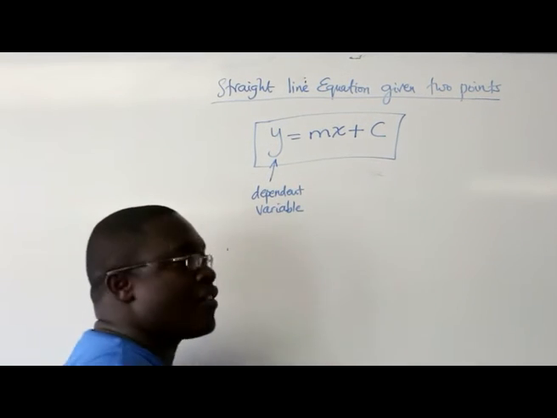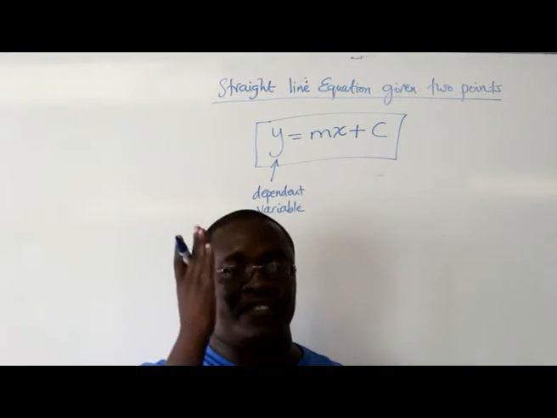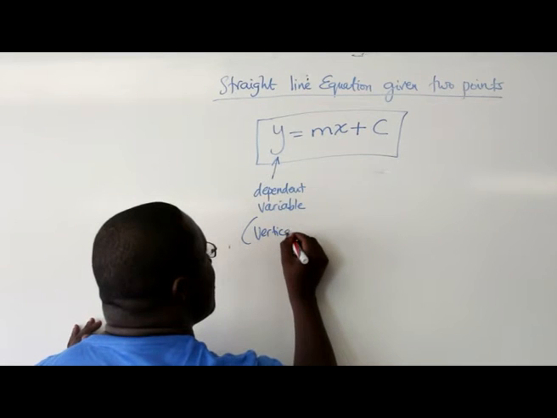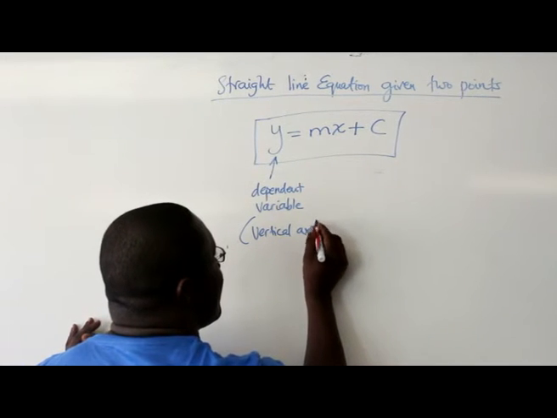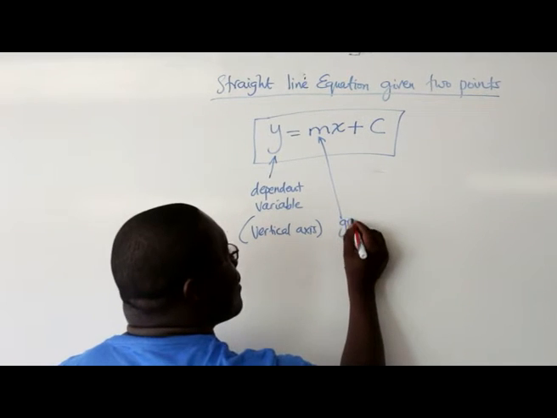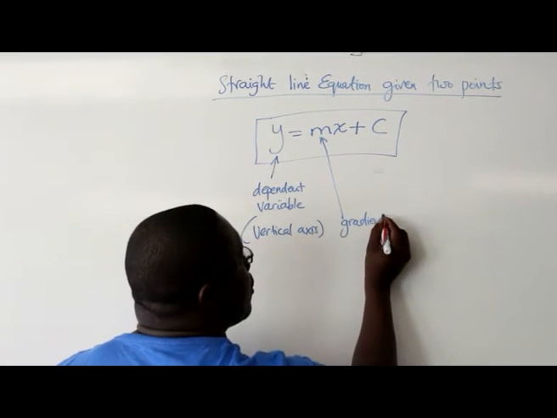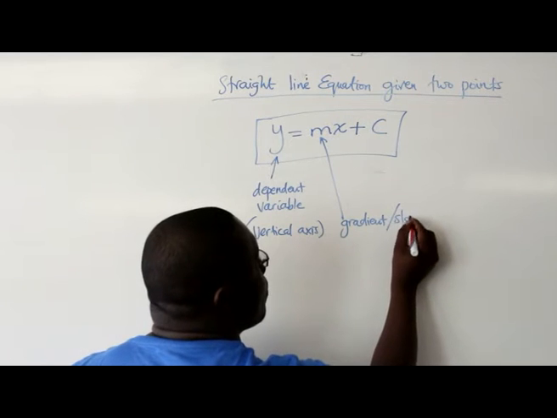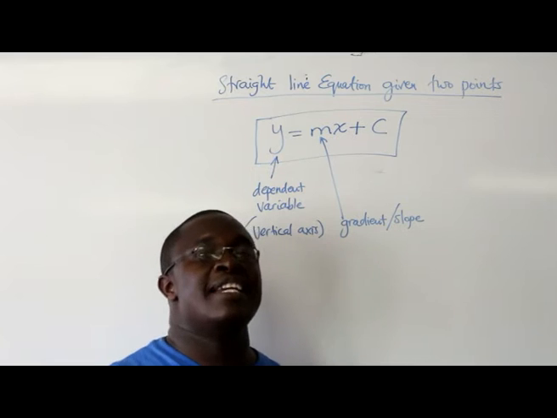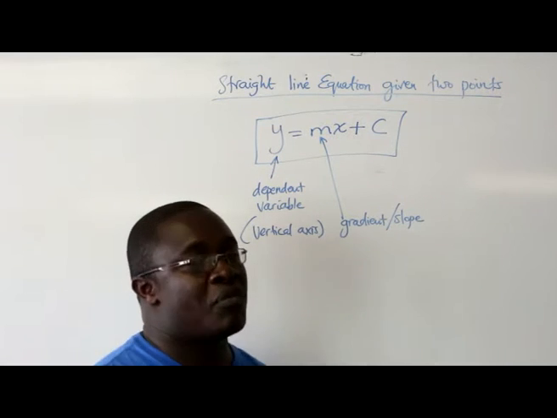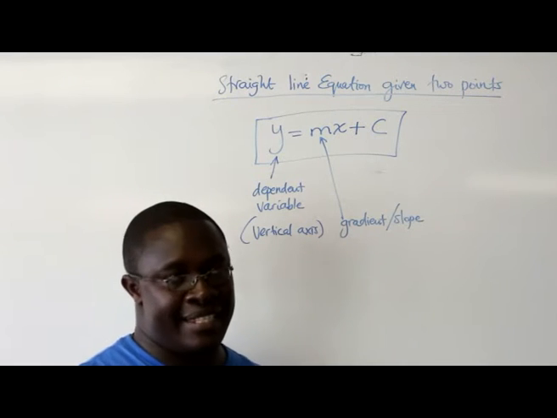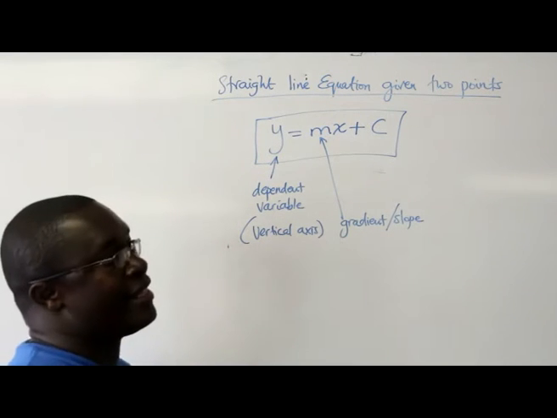and if it's on a graph, that's the one that's on the vertical axis, right? And then your m is your gradient. That's the slope. So the slope, the gradient, is the rate of increase of y compared to the increase of x. I'll explain that in detail.